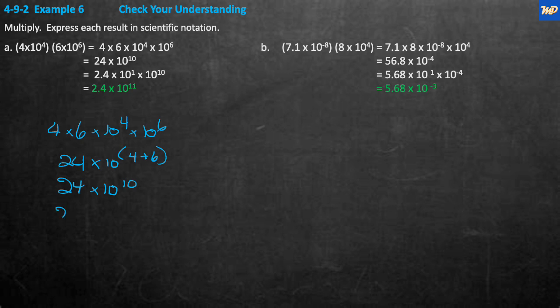So we wanted to get to 2.4 times 10 to something times 10 to the 10th. Okay? And to get from 2.4 to 24, you have to multiply by 10. So it's a 10 to the first power. So it's 2.4 times 10 to the 1 plus 10. And that equals 2.4 times 10 to the 11th power. Let's do this one.